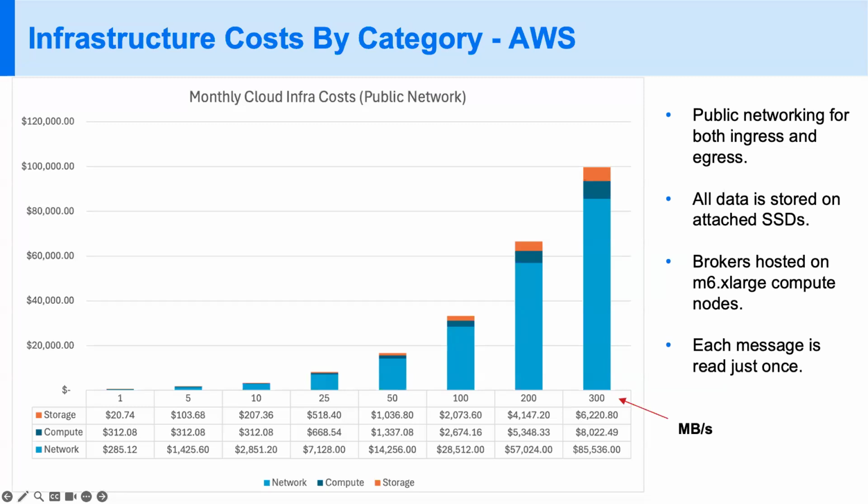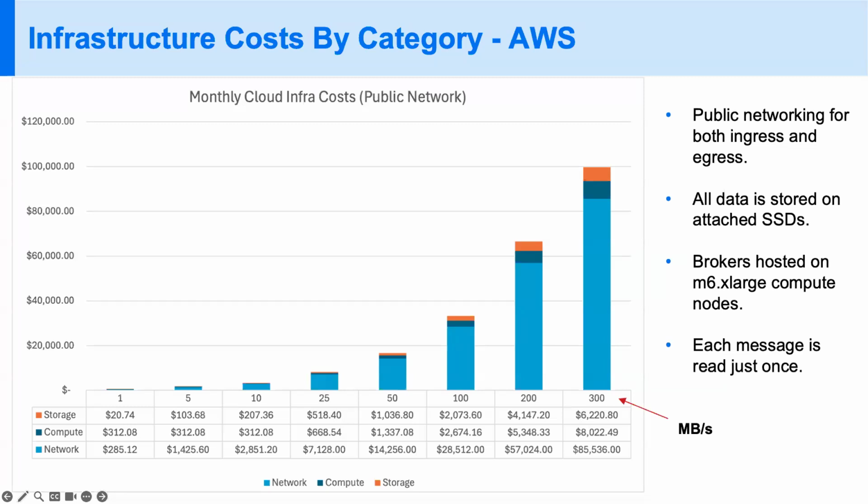As you can see, trends start to emerge as you increase the data volume. If you're trickling along at 1 megabyte per second, your storage costs are very low and your compute is a fixed number. You can see that stays static until you get to larger workloads, because you need three brokers.